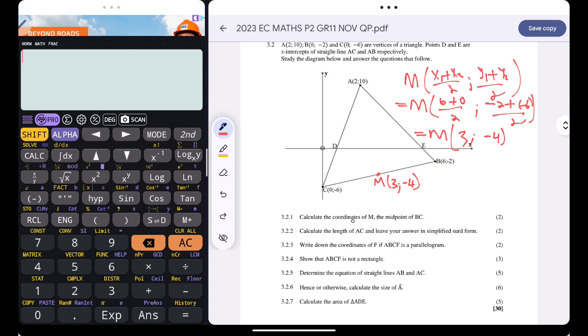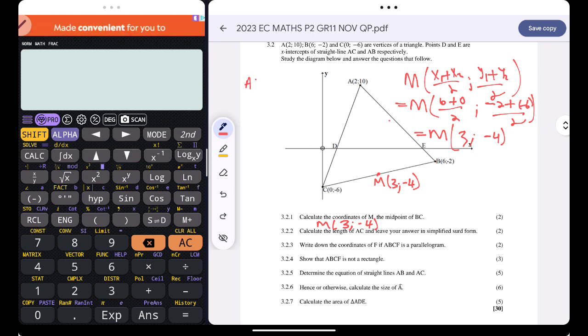Okay, let me write them here because I might remove the 3 and negative 4. Okay, calculate the length of AC. Leave your answer in simplified surd form.